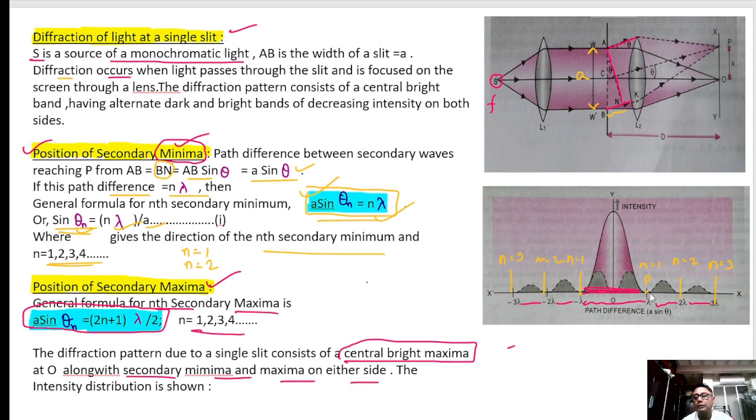So as I told you, this is the minima condition, and these are the maxima on both sides. And the intensity will go on decreasing. As you move on both sides, you will see that the peak of the graph goes on decreasing. That means the intensity goes on decreasing.